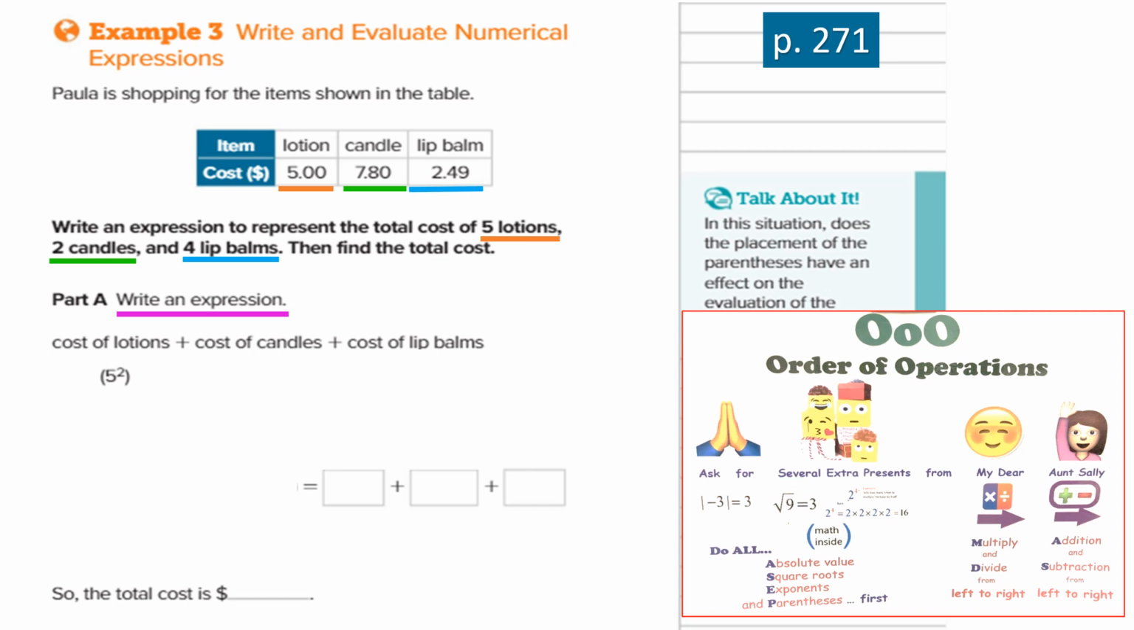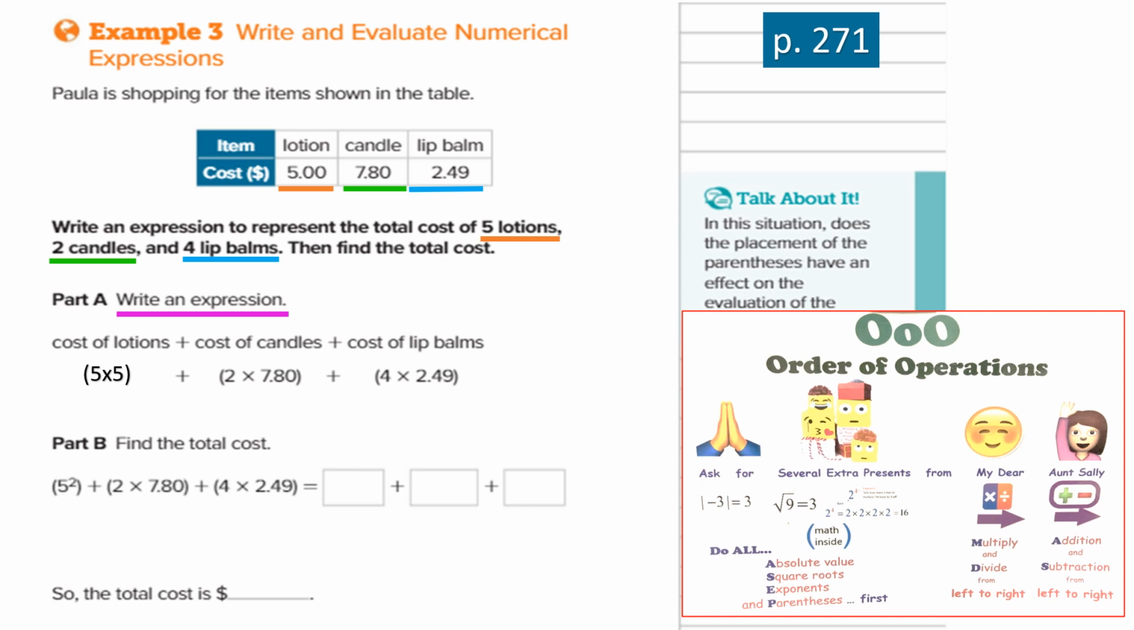If I know that it costs $5 and I'm buying 5 of them, I'm just going to put 5 times 5. When it comes to the cost of the candles, I know I'm getting 2 of those at $7.80 a piece. And the lip balm, I know I'm buying 4 of them at $2.49 a piece. And once I do what's inside the parentheses, then I can add those together. So finding the answer then is solving for the parentheses first.